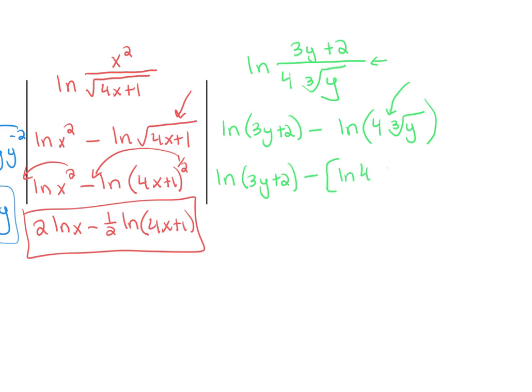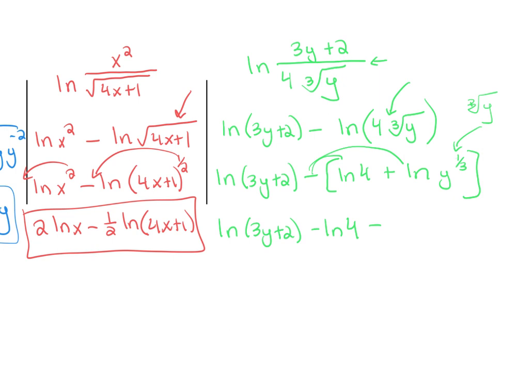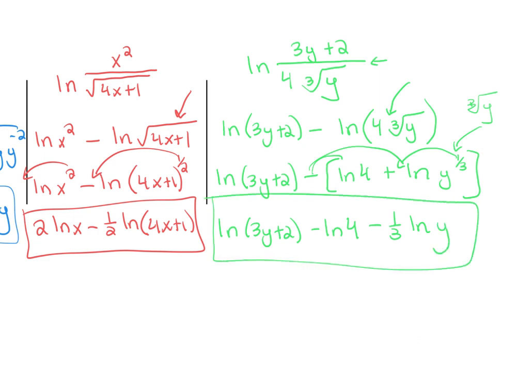natural log 4 plus natural log of, I'm going to now change the cube root of y to y to the power of 1/3. Okay, so subtracting this whole thing, we can now kind of distribute that negative. So natural log of 3y plus 2 minus natural log 4 minus, I'm going to bring my power down in front, 1/3 natural log of y. So there is the full expansion.